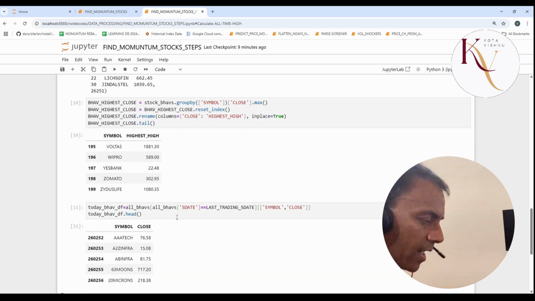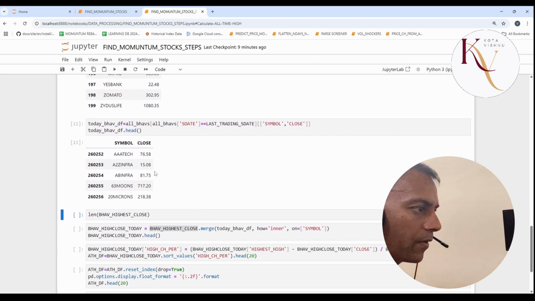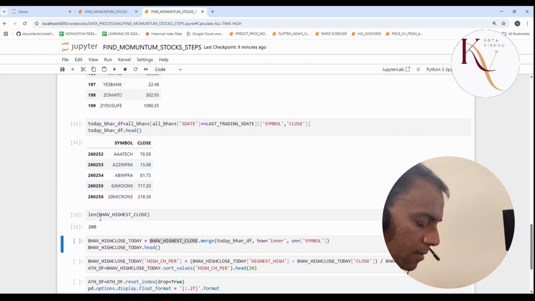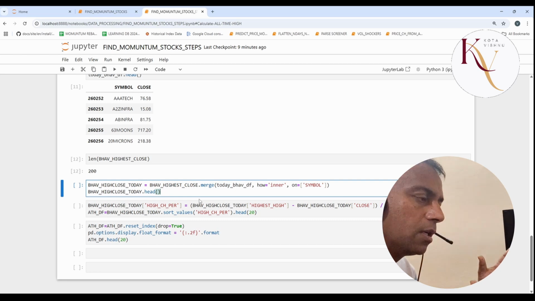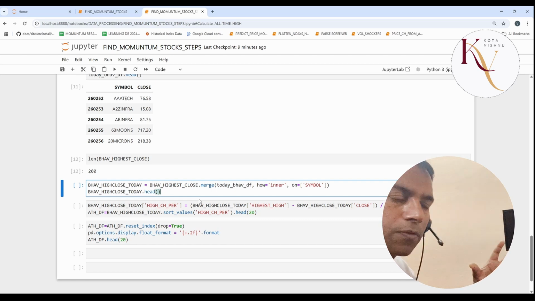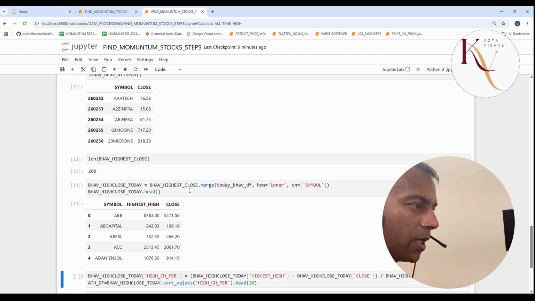Next we will get the current prices. So we are giving the last trading day. These are the current prices. And since we have filtered for only 200, you can see only 200 were given. Now that we got both the high of each stock and the current price, we will merge both of them.